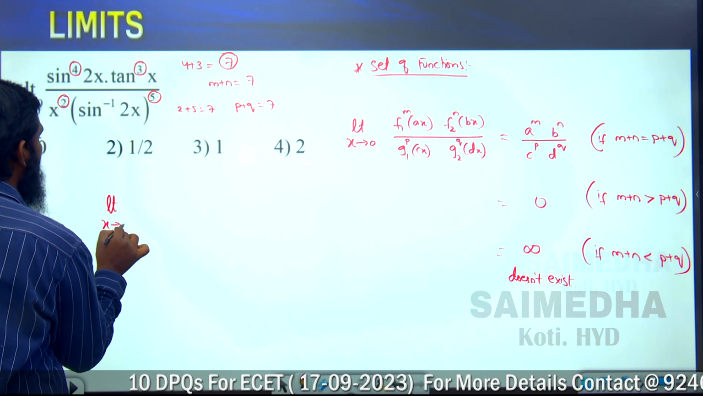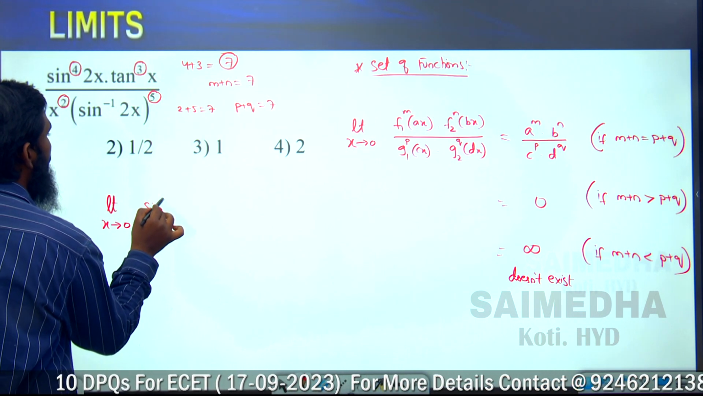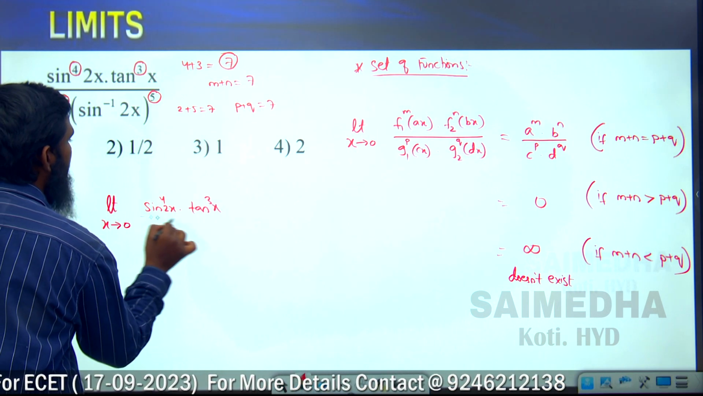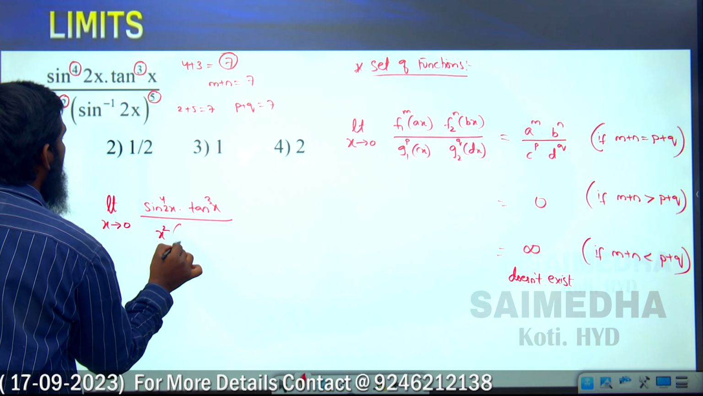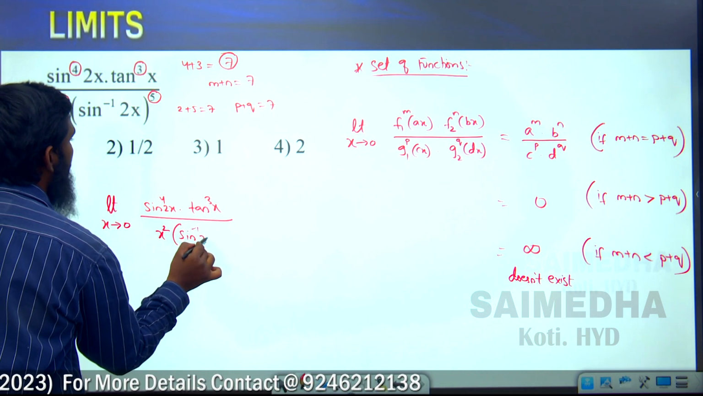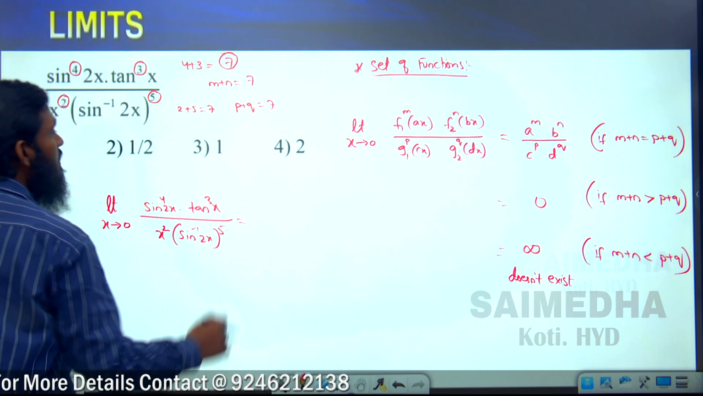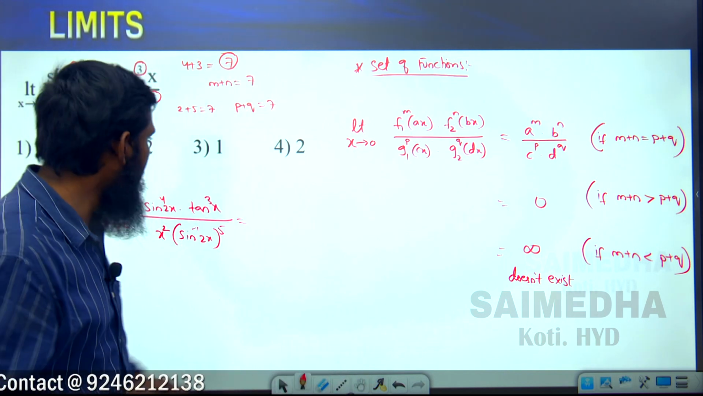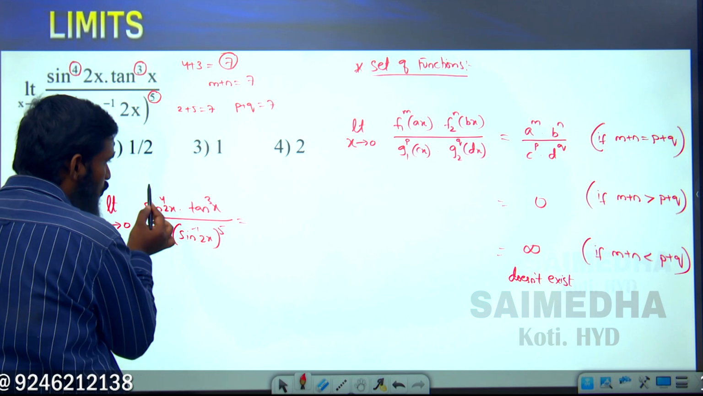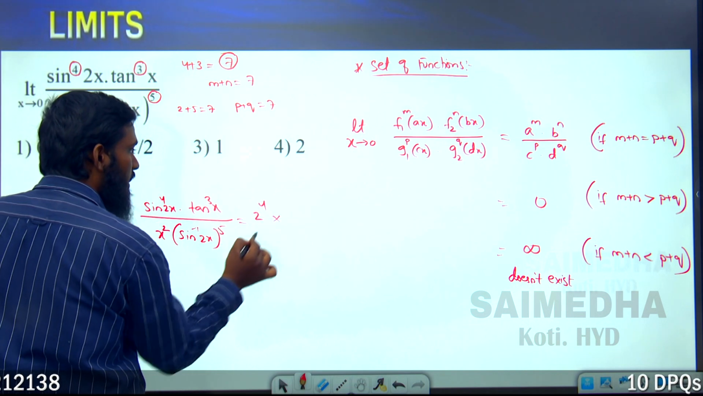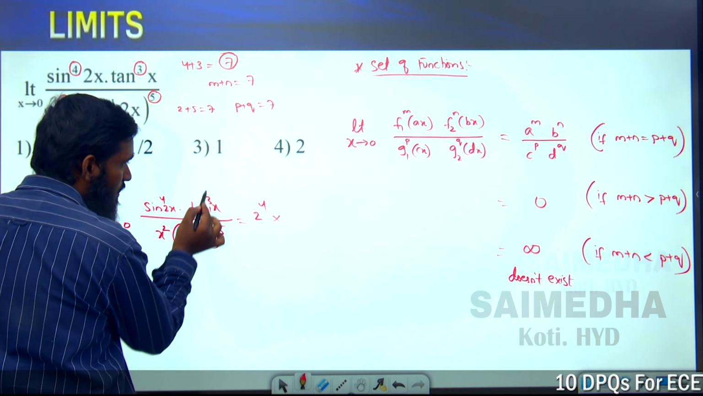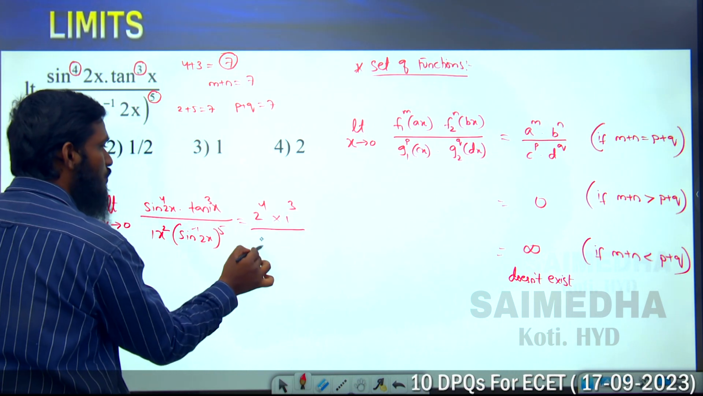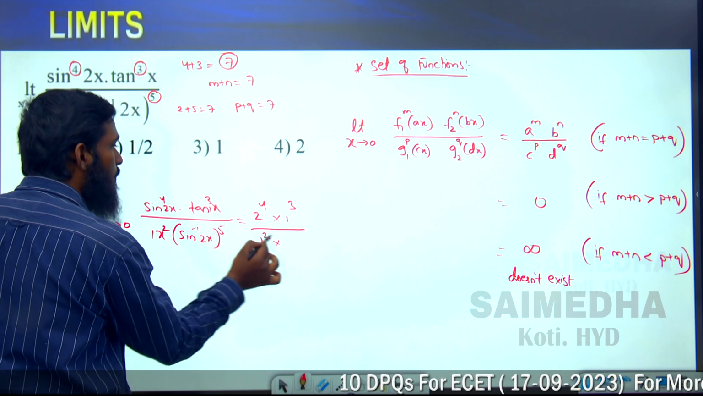Limit x tends to 0, sin power 4 of 2x into tan cube x divided by x square into (sin inverse of 2x) whole power 5. What I have told you is that whatever numbers are visible, those numbers we have to write. So 2 power 4 into 1 cube divided by 1 square into 2 power 5.